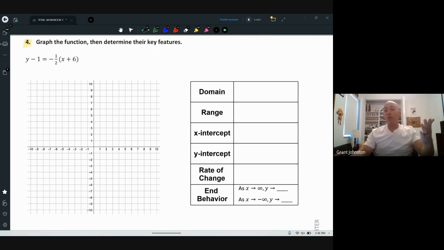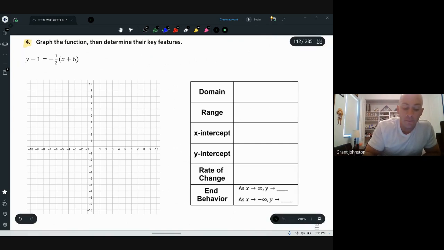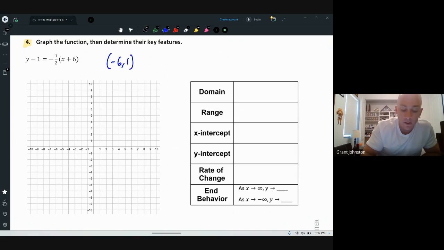So this equation is written in point slope form. So first, let me identify the point and the slope. So the point is going to be at -6, 1. And then the slope is -1/2. So let me plot the point first. -6, 1 would be here. And then the slope's -1/2, so down 1 to the right 2 from that point.